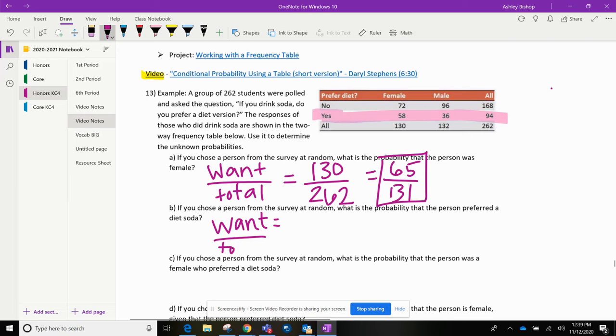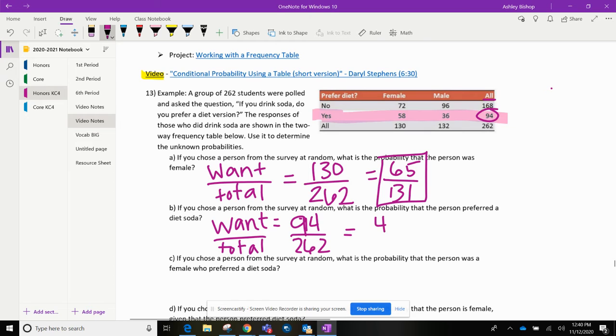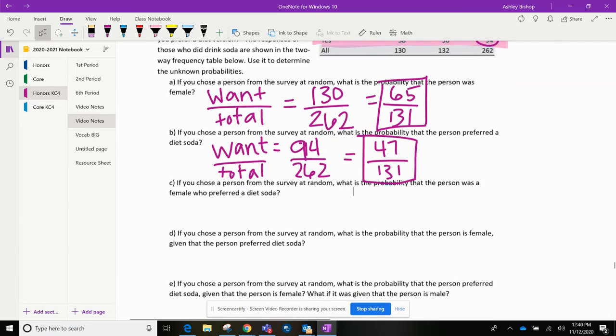Well, the total number of people that prefer diet soda is going to be 94. All the people that prefer diet soda is 94 out of my big total, which is 262. And then if you take that and simplify that in your calculator, I'm going to have 94 divided by 262. Gives me a nasty decimal that I don't want. It will give me a fraction that I do want, which is 47 divided by 131. Okay, that is good stuff right there. I want to see both of these fractions though.